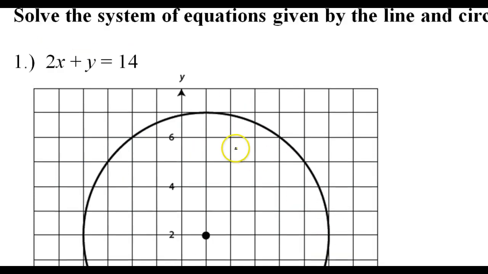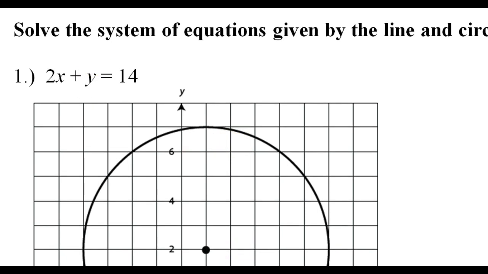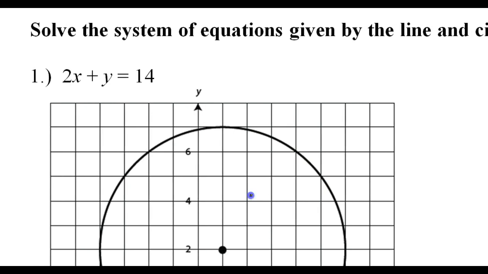We need to find, the way the problem is worded, solve the system of equations given by the line and the circle. But a system of equations is just a common solution between two sets. So that's going to be the intersection of the two graphs. So that's what we are really finding. So the best thing to do is to graph the line and see where it meets the circle.